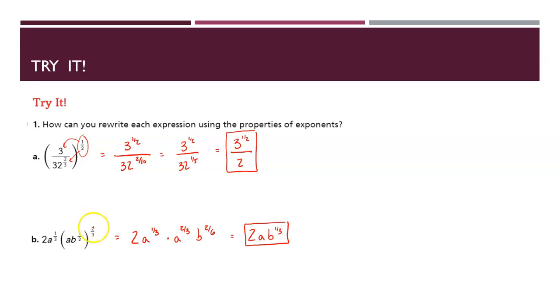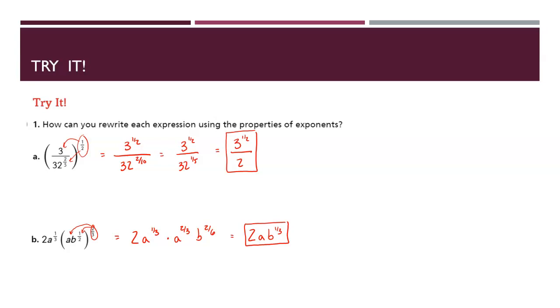So again, for the next one, this exponent only applies to those two variables inside of the parentheses. So the 2a to the 1/3 power, that's going to stay the same for right now. And then the a would be raised to the 2/3 power. And b, if you take 1/2 times 2/3, that's 2/6. And we'll reduce that in a second.